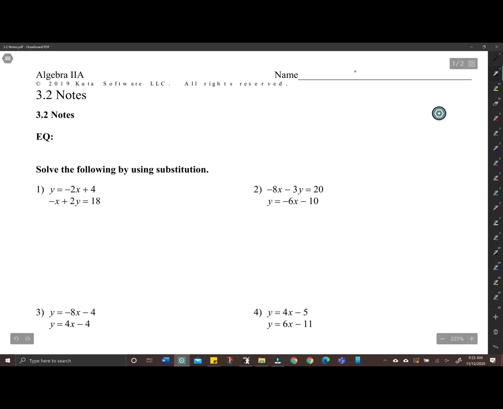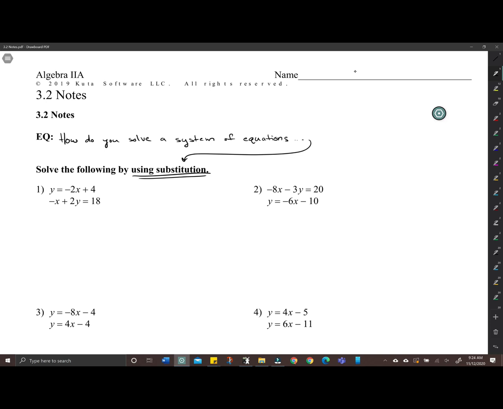Our essential question is, how do you solve a system of equations using substitution? Using substitution, okay? Last lesson we looked at graphing.